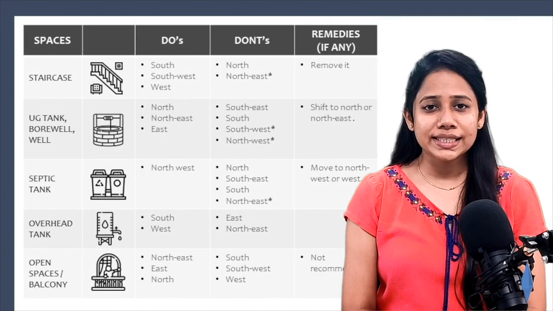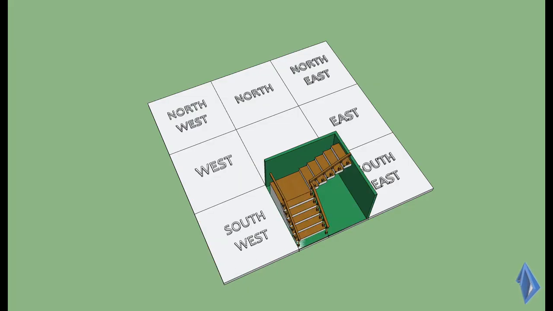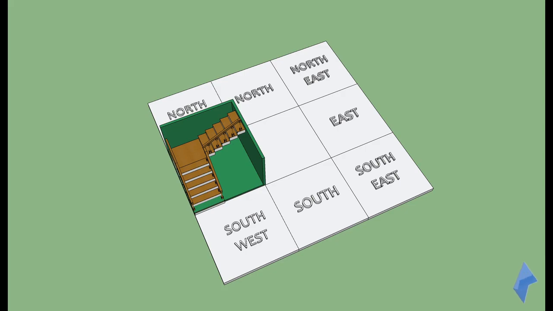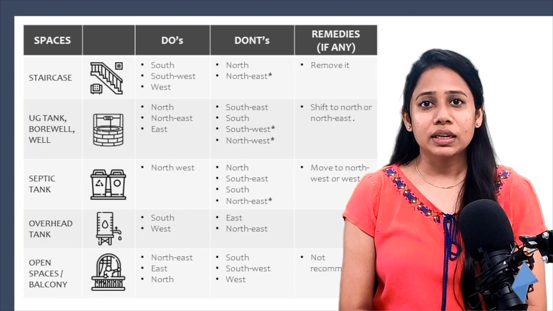The next object is staircase. You can place your staircase in southwest, south and west. Staircase represents a heavy object. Heavy objects should always be placed in southwestern zone, as this is the direction of dominance and heaviness.